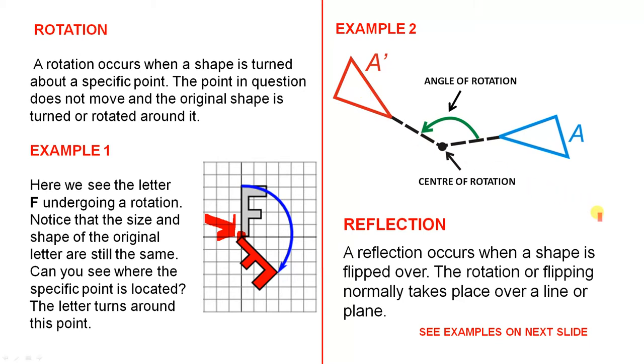Reflection. A reflection occurs when a shape is flipped over. The flipping normally takes place over a line or plane. We have some examples on the next slide.